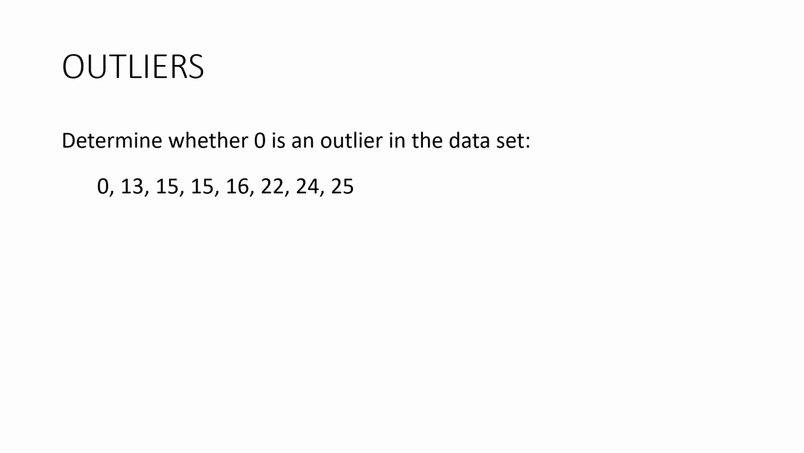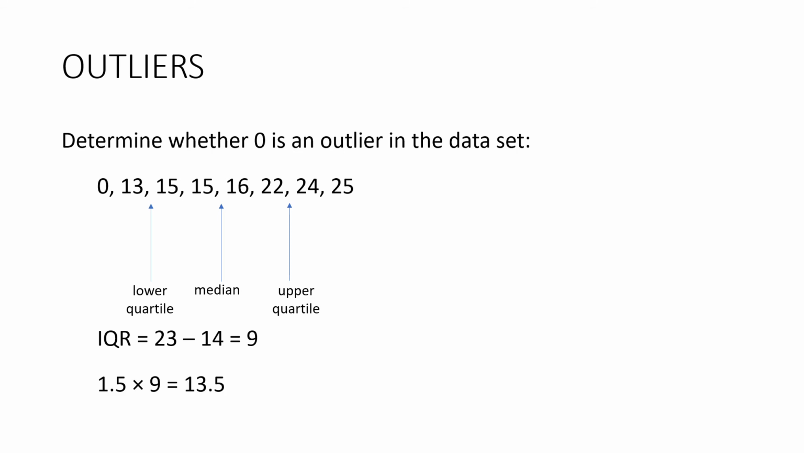Determine whether 0 is an outlier in this data set. 0, 13, 15, 15, 16, 22, 24, 25. The data is in order, so let's start by finding the median. It's in here. The lower quartile will be 14. The upper quartile will be 23. And the interquartile range is 23 take 14, which is 9. All right, we want to find out 1.5 times the interquartile range, which is 13.5.